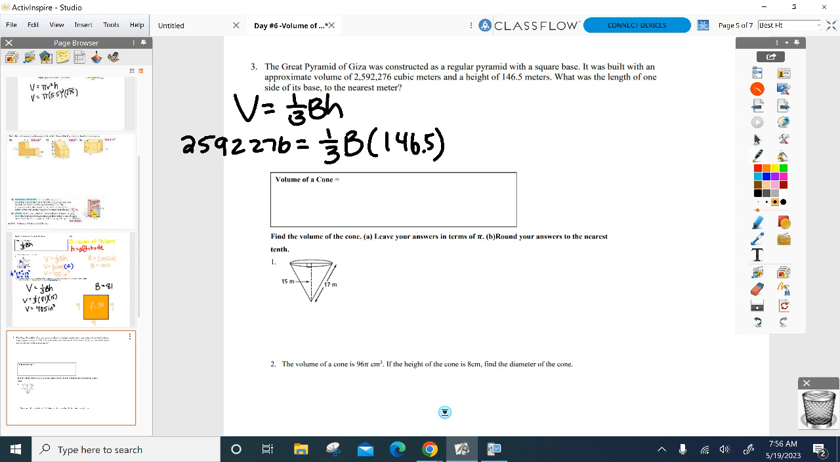And when you find capital B, that's going to be the area of the base. So get B by itself right now. You can move the 1/3 over. You can move 146.5 over. You can multiply the two together, then move it over. It doesn't matter to me. This isn't my answer either, so make sure we don't round, right? Don't round it when you find capital B. Make sure we match here. I'm getting about 53,084 for the area of the base.